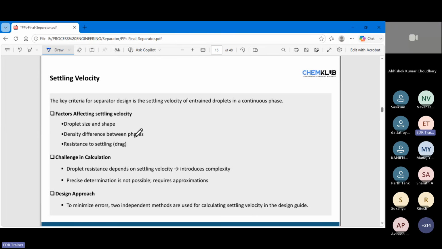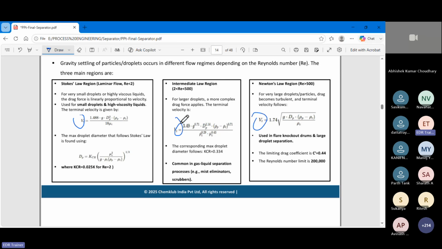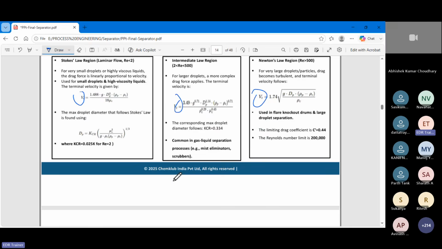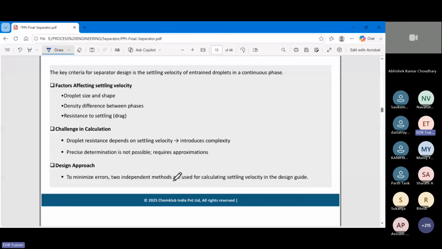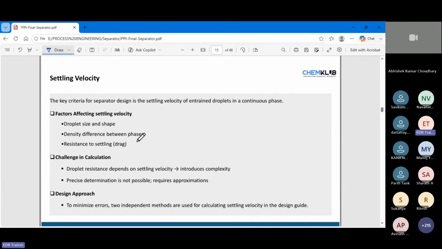Settling velocity is already affected. Whenever we are calculating VT, the terminal settling velocity, there are basic criteria to calculate the settling velocity of the entrained droplet in the continuous phase flow. What are the factors affecting such settling velocity? Droplet size and shape. As I told you, the density difference between the phases, then the resistance to settling, meaning the drag coefficient. The drag coefficient is also important for the settling velocity.